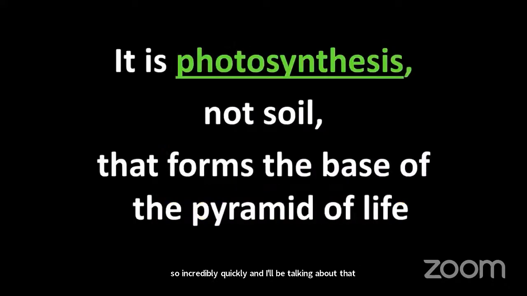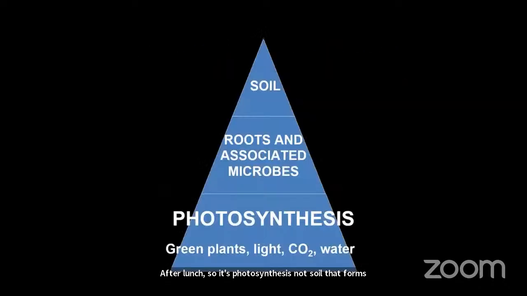So it's photosynthesis, not soil, that forms the base of the pyramid of life. So our pyramid looks like this. We have photosynthesis on the bottom, which requires green plants, light, carbon dioxide and water, the basic ingredients. Then roots and their associated microbes. If we were out in the field, we'd be looking at the roots. How deep are they? How vigorous are they? Do they have rhizosheaths?